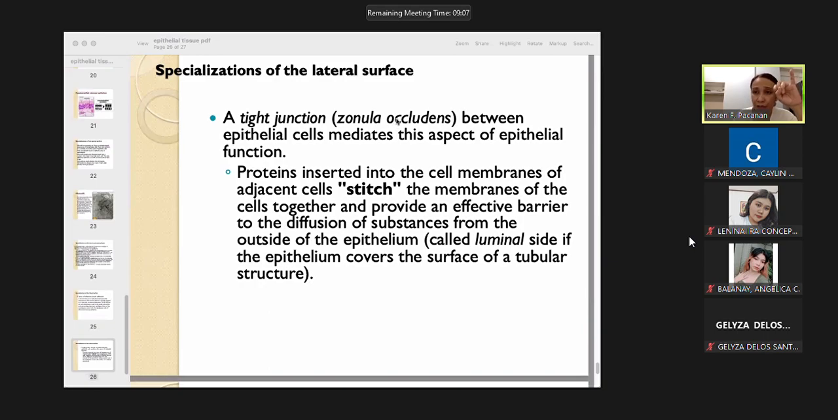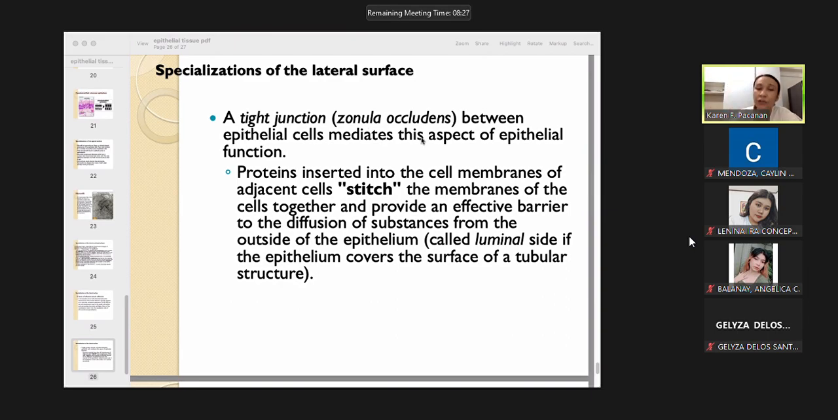Okay, again, the one that is nearest the apical surface, laterally speaking, we have the zonula occludens. This zonula occludens would completely encircle the cells. So the neighboring cells are tightly fused together because of the zonula occludens. Okay? Kaya rin siya tinatawag na tight junction. So it would facilitate the attachment between the neighboring cells laterally. Okay? It would completely fuse the cells together. Tight junction or zonula occludens.